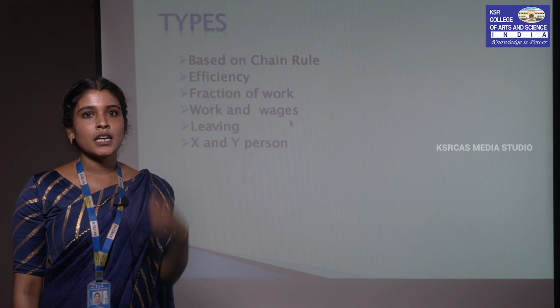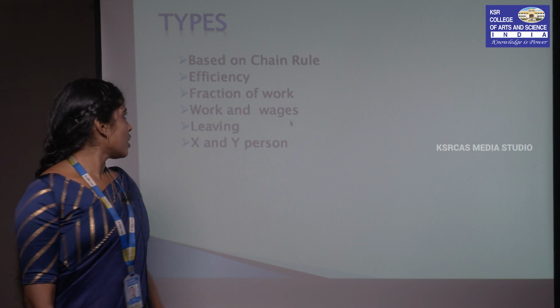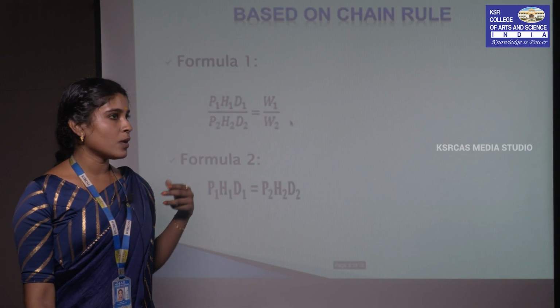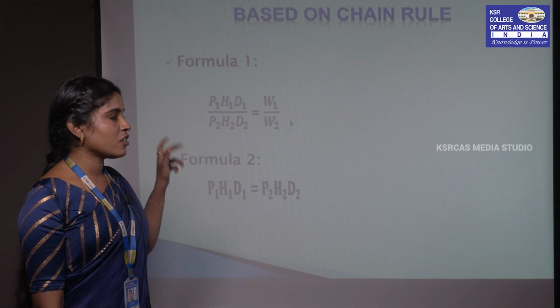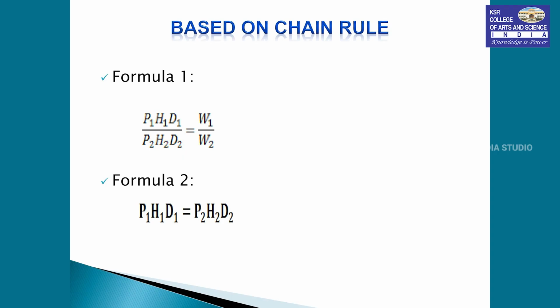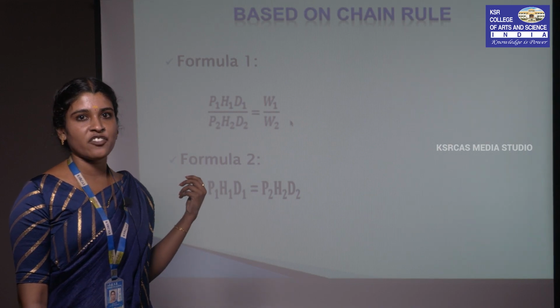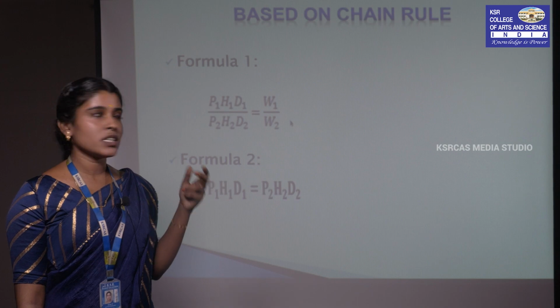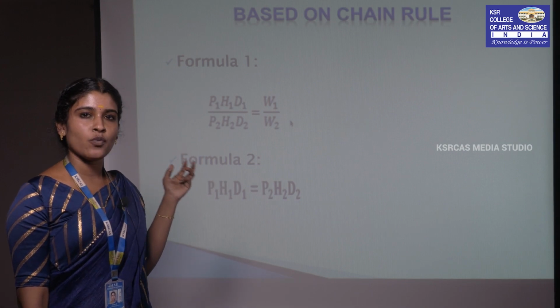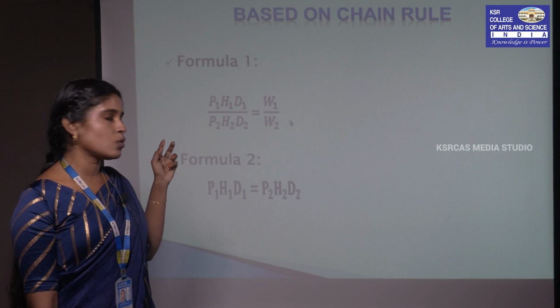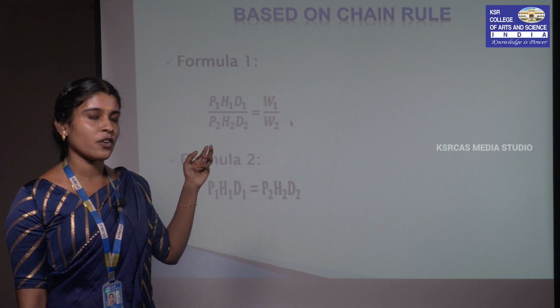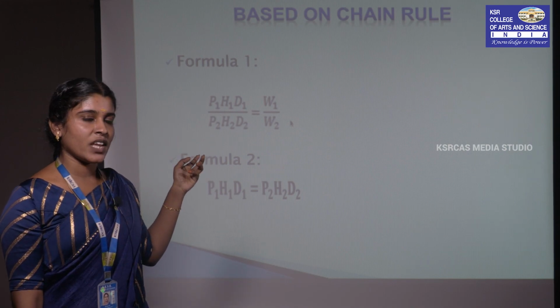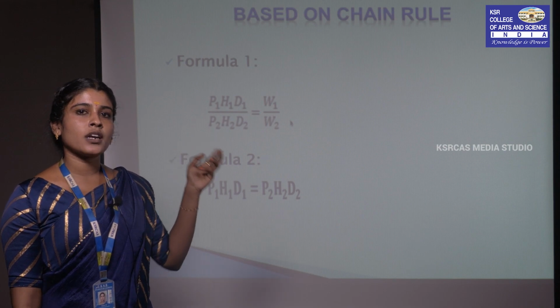Now let us see the chain rule. In the chain rule, we have to solve the problems based on 2 formulas. The first formula is used if the given question is based on work. The second formula is used if no work is given. Here the numerator values are case 1 and the denominator values are case 2. P represents the number of persons, H the number of hours, D the number of days, and W the work done by the persons.